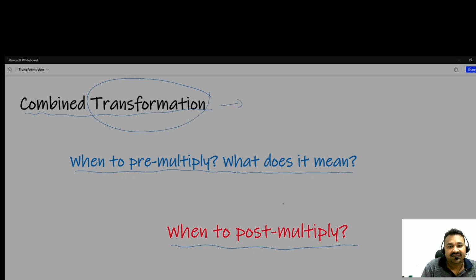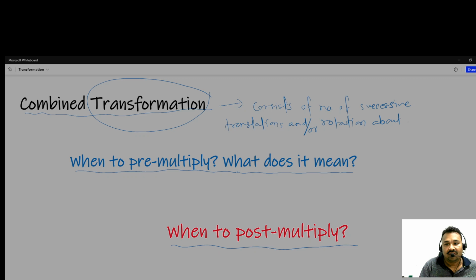Combined transformation consists of a number of successive transformations, or you can say translations and rotations, about a fixed reference point or frame, or the moving frame.